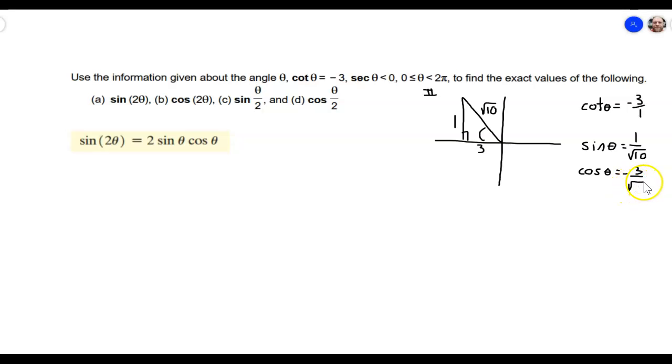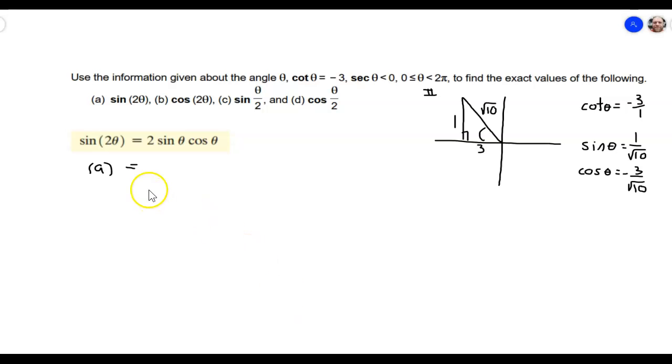For the rest of this, it's really just going to be plug and play for these different formulas. So for part A, we're just going to plug this in and see what we get.